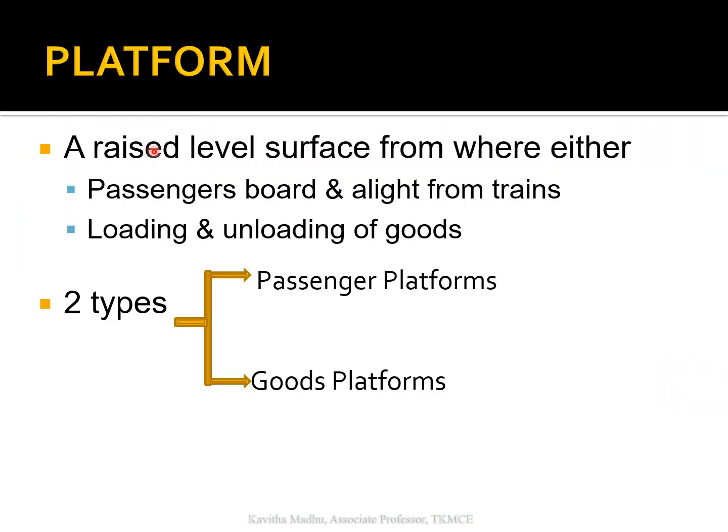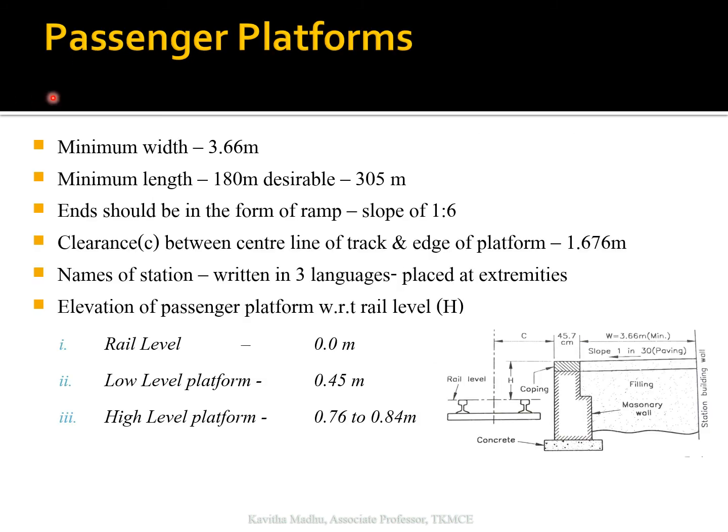Platform is a raised level surface from where the passengers can board and alight the train, and it can also be used for loading and unloading of goods. So depending upon that, there are two types. One is passenger platforms that are used by passengers, and there are goods platforms also.